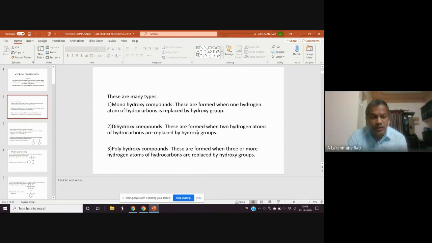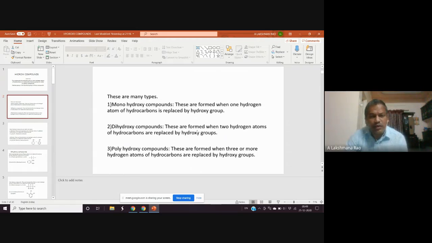Next, dihydroxy compounds. Dihydroxy compounds are those compounds formed when two hydrogen atoms of the hydrocarbons are replaced by hydroxy groups. So, in these compounds, two hydroxy groups are present.